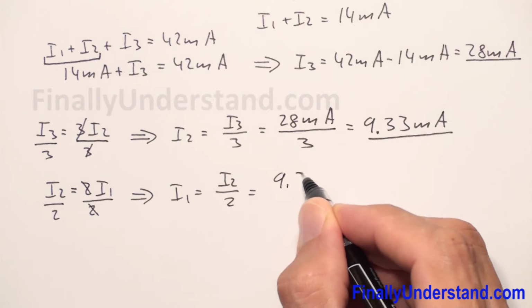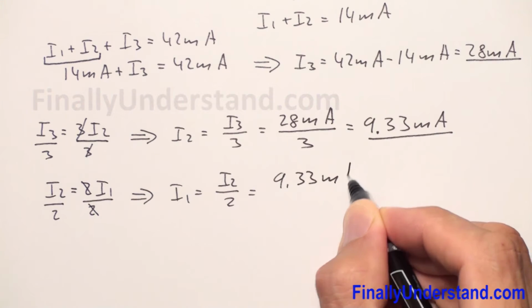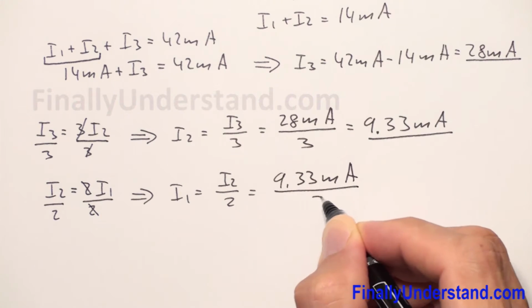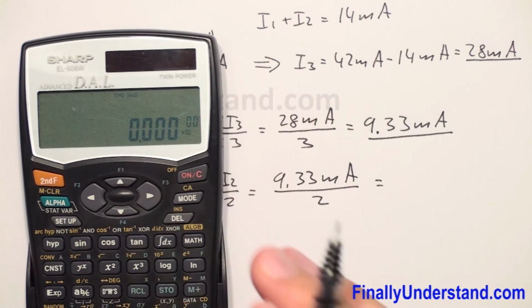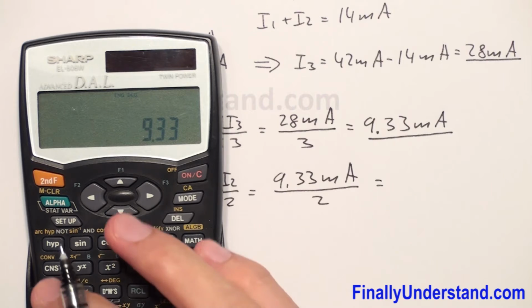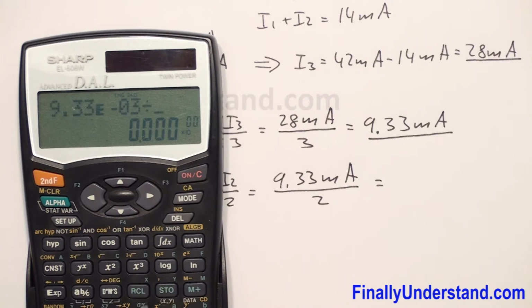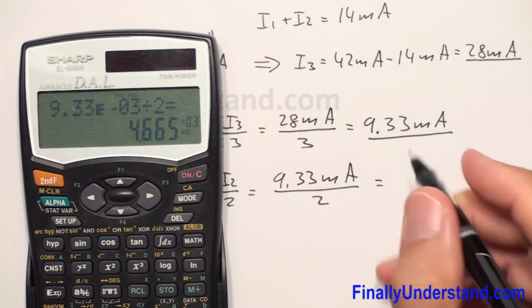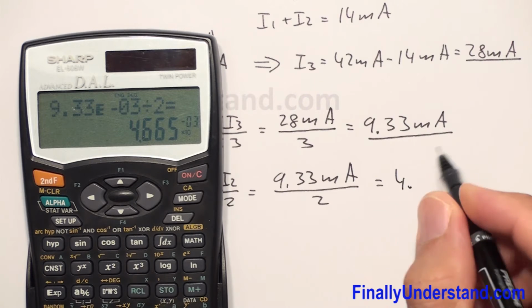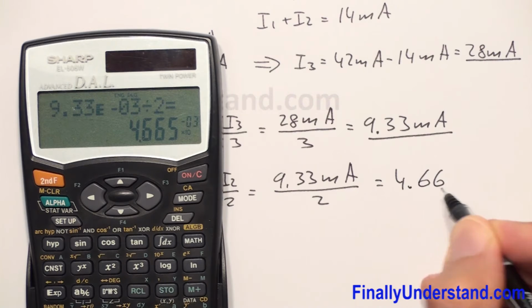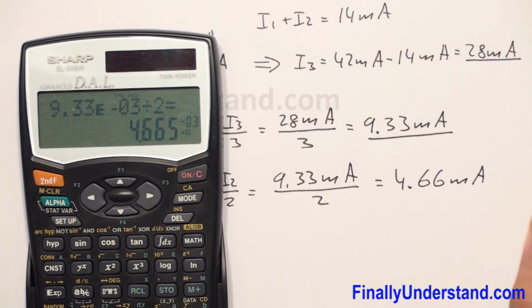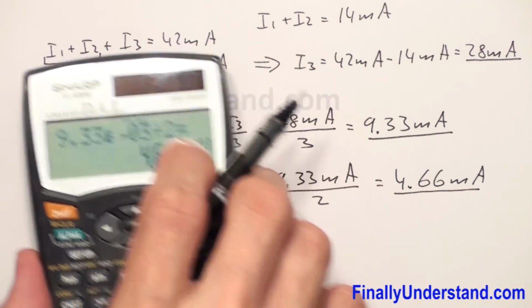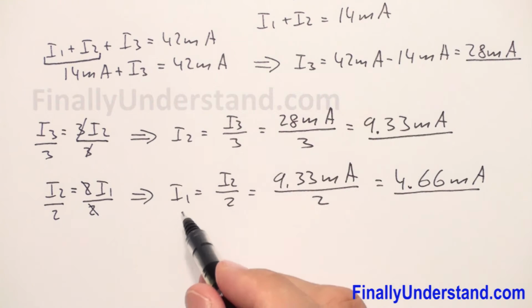I have 9.33 milliamps divided by 2. This is equal to 9.33 times 10 to the negative 3 divided by 2 equals 4.66 milliamps. Okay, so this is my current I1.